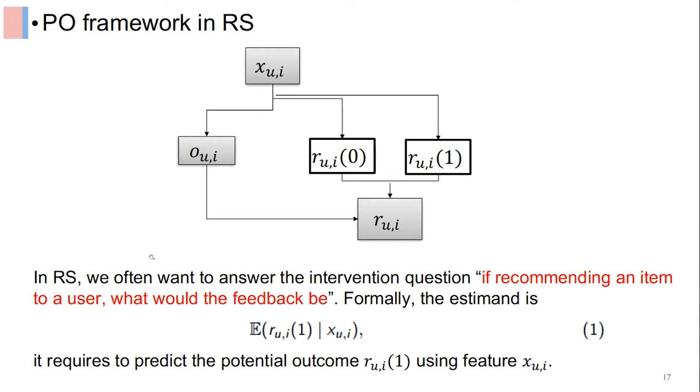In a recommender system, we often want to answer the intervention question: if recommending an item to a user, what would be the feedback? Formally, it implies that the estimand is the expectation of R_ui(1) conditional on X_ui, as shown in question one. It requires predicting the outcome R_ui(1) using the feature X_ui.